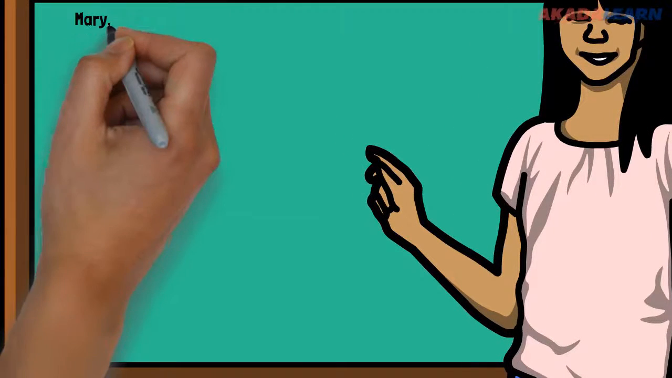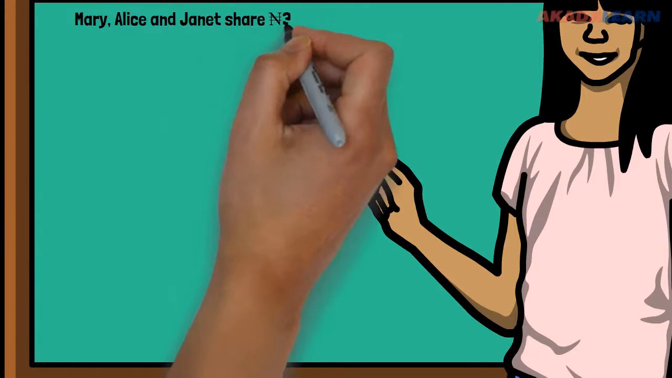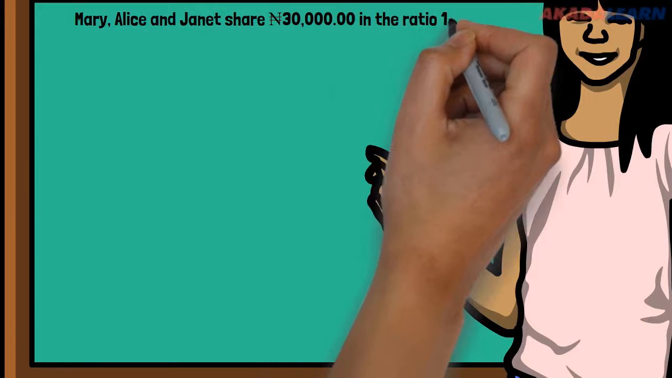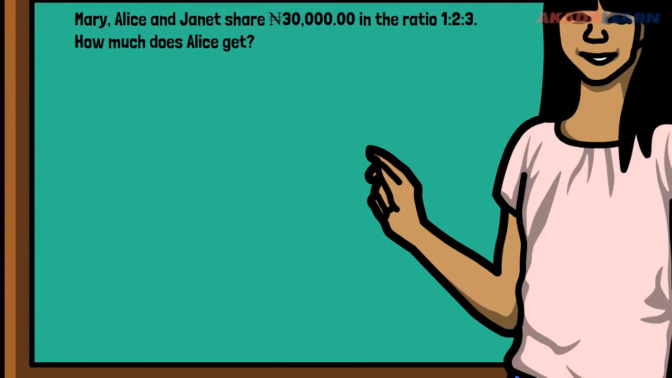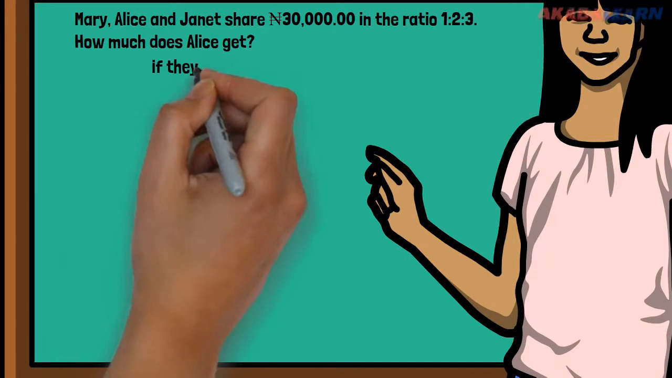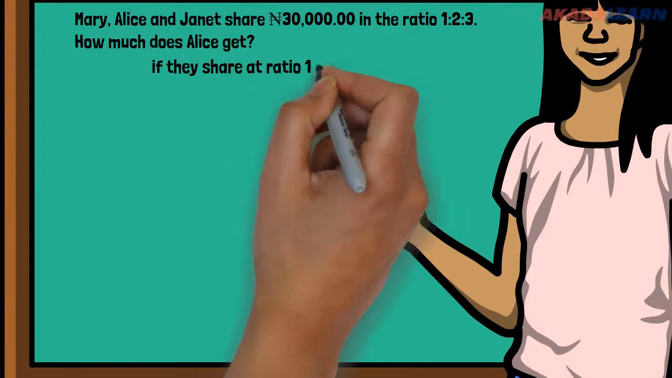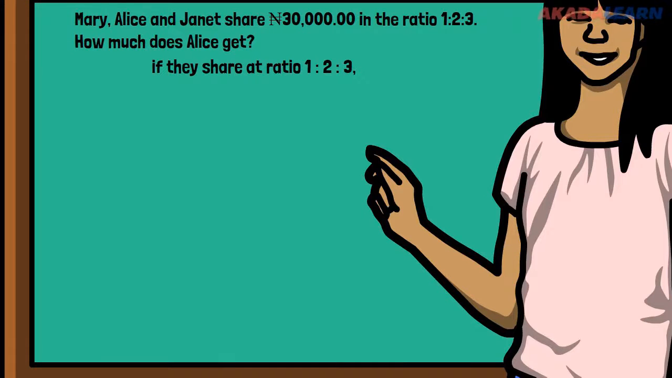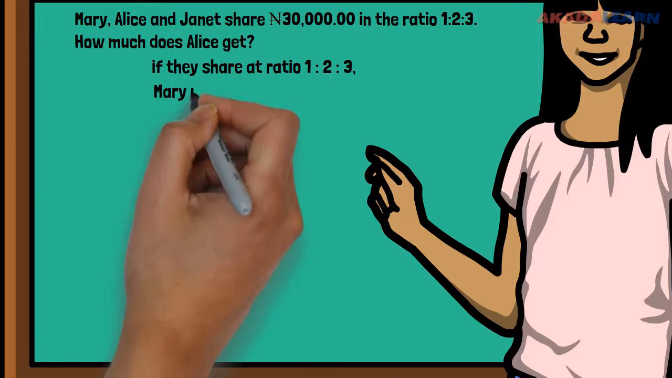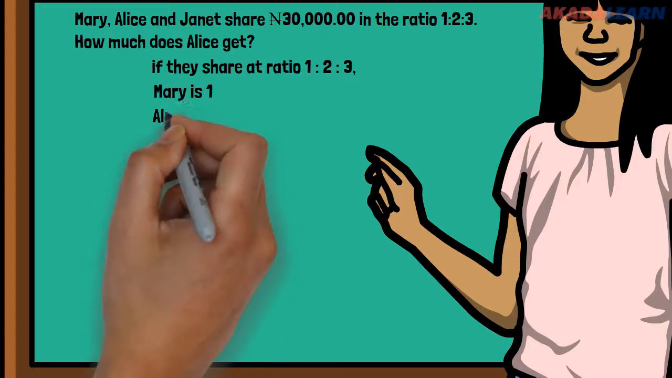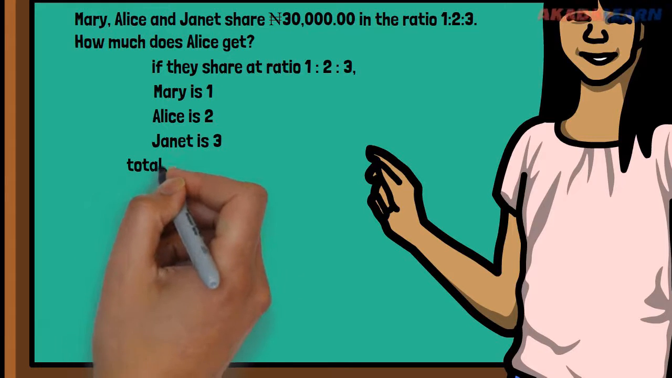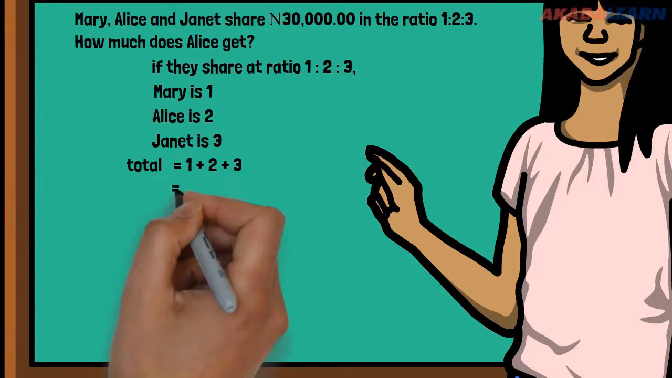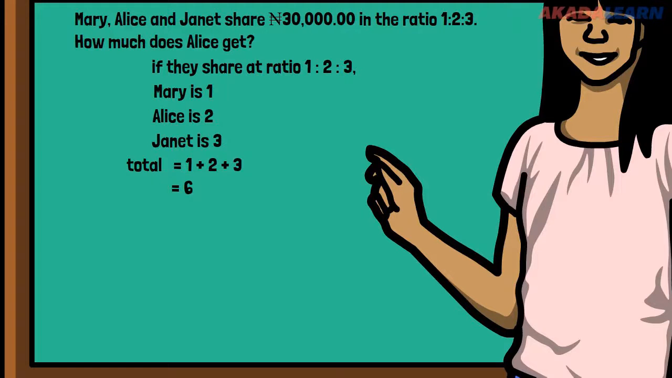Alright, let's tackle this question. Mary, Alice and Janet share 30,000 naira in the ratio 1 to 2 to 3. How much does Alice get? Alright, so let's begin. If they share at ratio 1 to 2 to 3, then Mary will be 1, Alice will be 2, and Janet will be 3. And the total will be 1 plus 2 plus 3, which is 6.